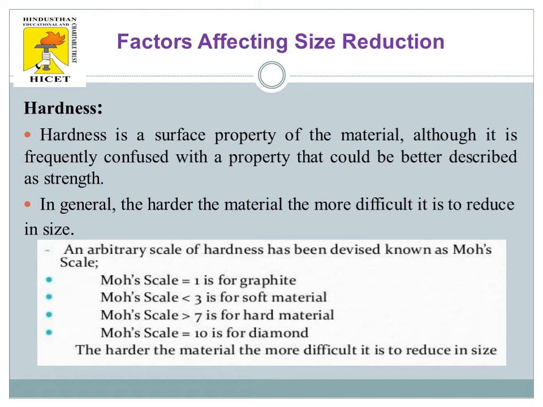The hardness is represented on the Mohs scale. If the Mohs scale value is equal to 1, it is a graphite material. If the Mohs scale is less than 3, it is a soft material. If the Mohs scale value is greater than 7, we can call the material a hard material. If the Mohs scale is equal to 10, we can say the material is diamond.